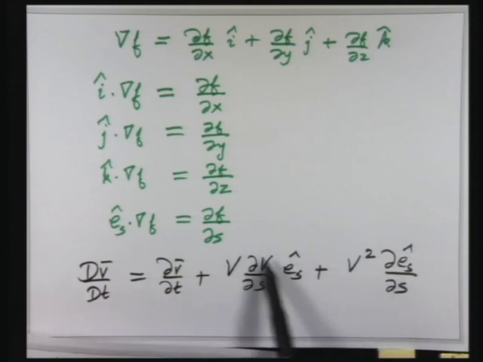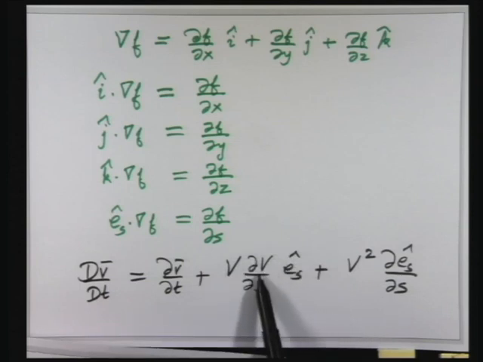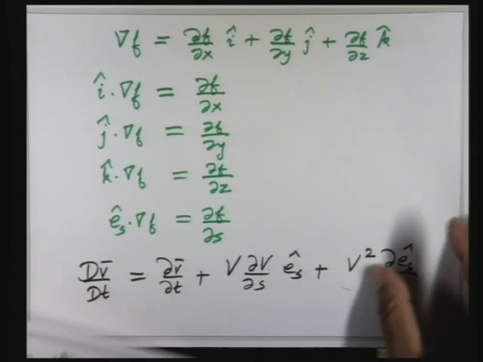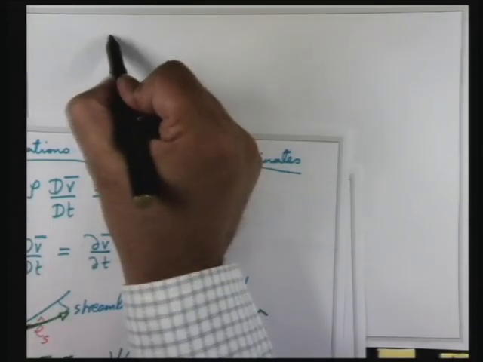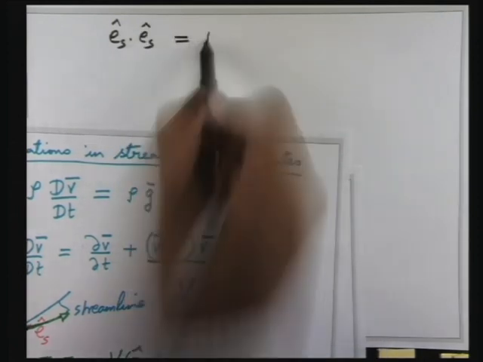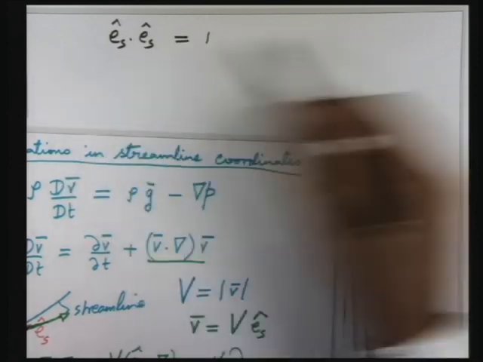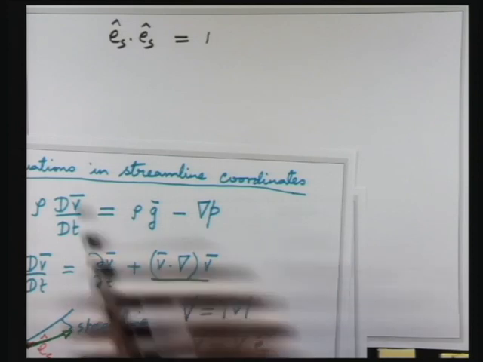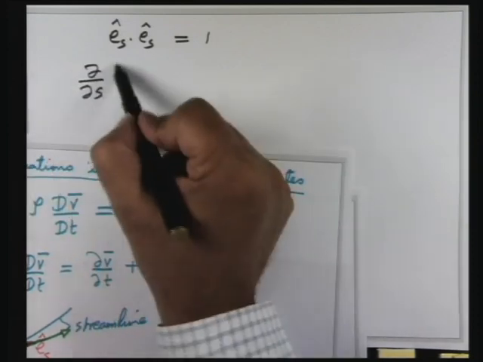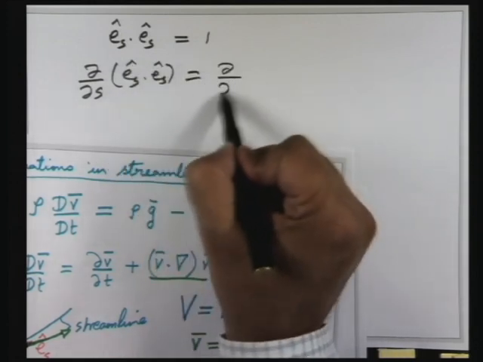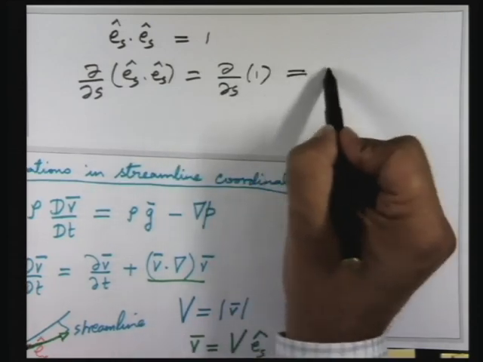One is the component of the convective acceleration in the direction tangent to the streamline, and this is another vector here. So we have to find what is this vector. Now es is a unit vector, so es dot es is going to be equal to 1, and this holds at all points along the streamline. So I can differentiate both sides with respect to s. So if you look at del del s of es dot es, this will be del del s of 1, which is equal to 0.